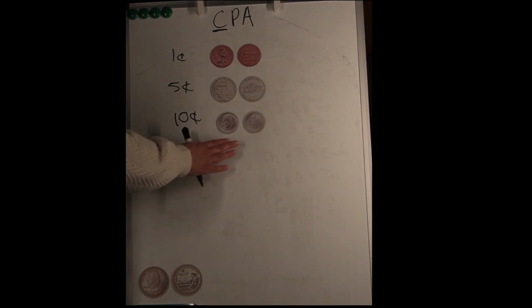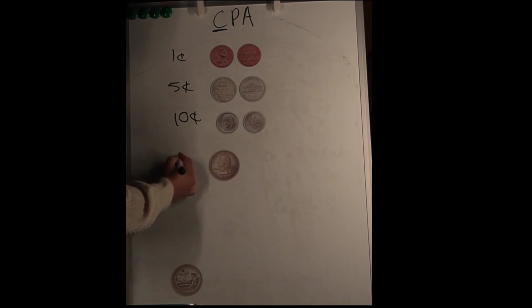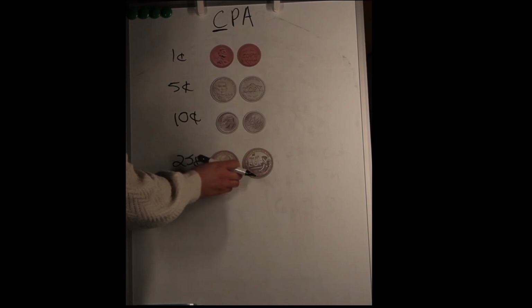So again, on this one, you see Franklin D. Roosevelt. On the back, you see a torch on the dime. And then on the quarter, which is worth 25 cents, this one can get a little tricky for kids.